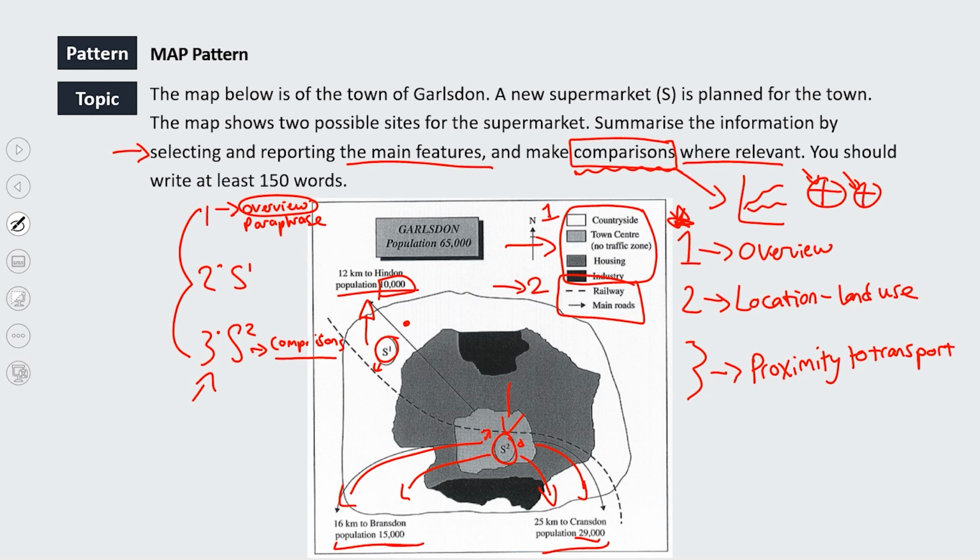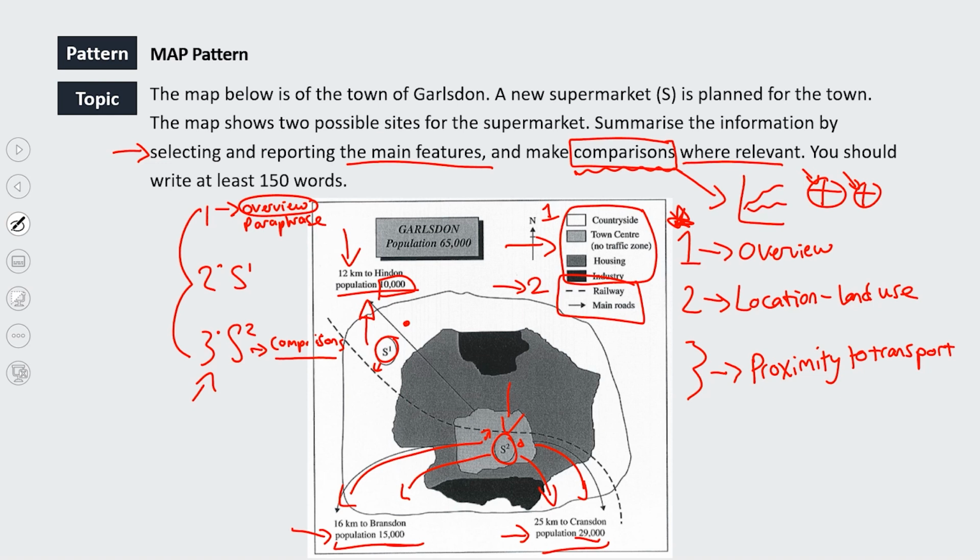Rather than just listing off the different facts and information about the towns and the population, this candidate has just listed off to me: one road leads to Hindon, one road leads to Branston, one road leads to Cranston. Hindon is 12 kilometers, Branston is 16 kilometers, Cranston is 25 kilometers. Well, what you want to do to get those higher levels is this comparison.